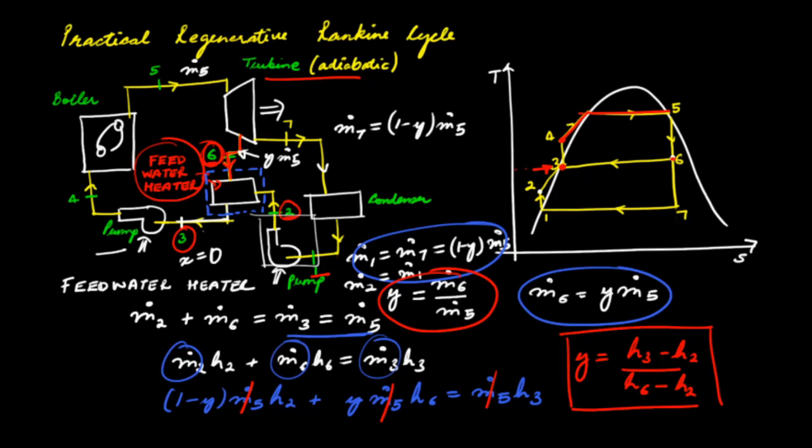So this is the maximum fraction we should take out at the pressure corresponding to state 6 from this turbine, so that when it is mixed with this liquid at state 2 in the feed water heater, we attain this state 3, that is a saturated liquid state.